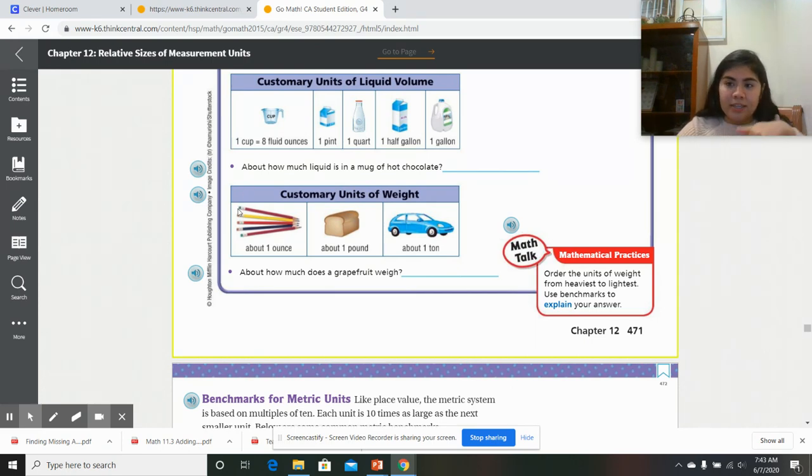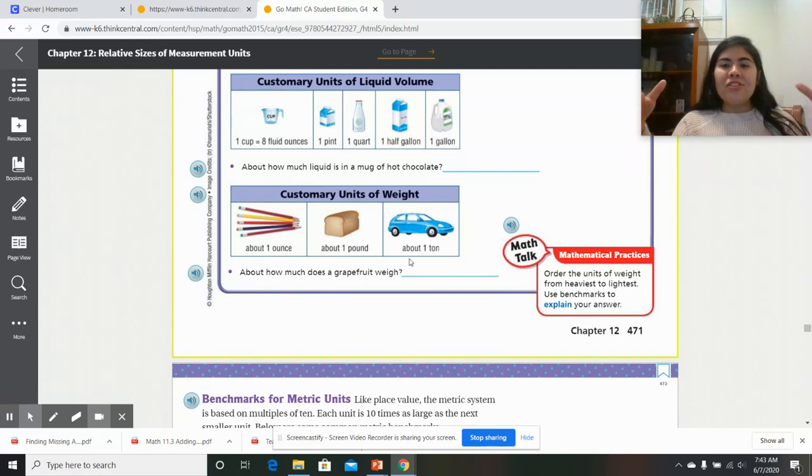Again, weight here in the United States. So a pencil weighs about 1 ounce, right? A loaf of bread that you get from the grocery store weighs about 1 pound. And a whole car weighs 1 ton. So 1 ton is 2,000 pounds. You don't need to know that just yet.